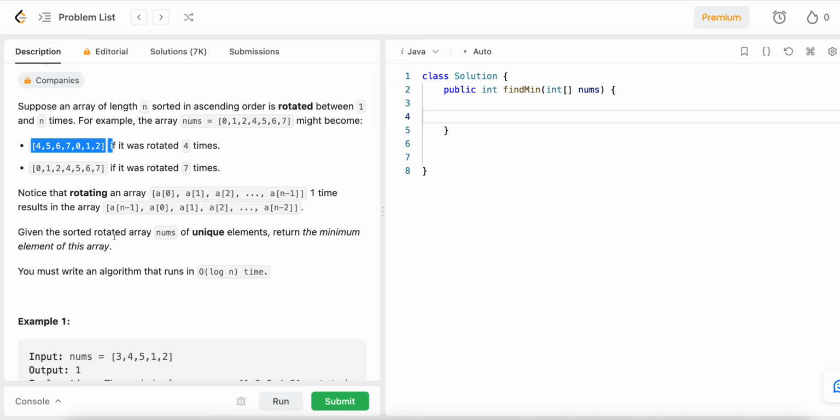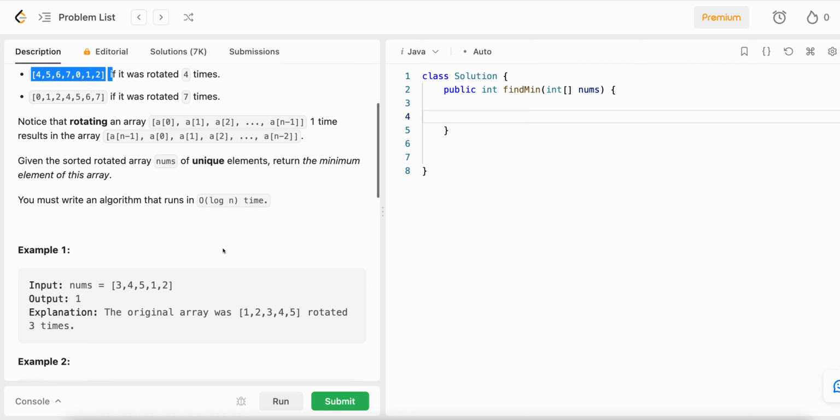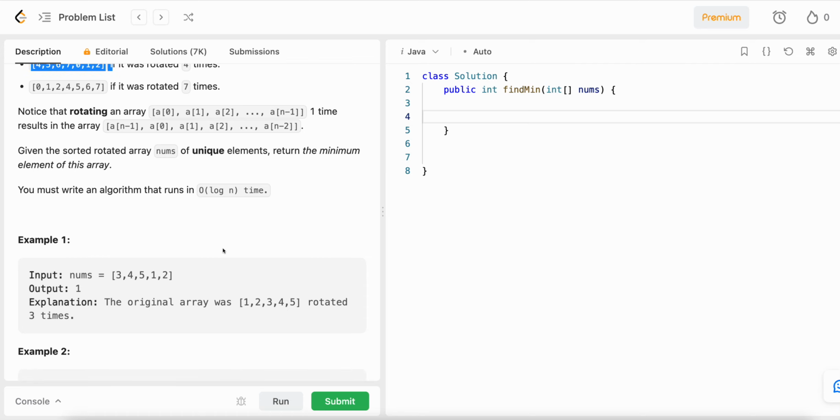It is saying given the sorted rotated array nums of unique elements, return the minimum element in this array. So we need to give the minimum element in the array. Yes, this question can be solved very easily in O of n, but here the problem says we need to solve it in log of n. When the algorithm is asking for log of n, binary search is usually a great choice because it divides your array into half every time. So it gives you log n complexity.